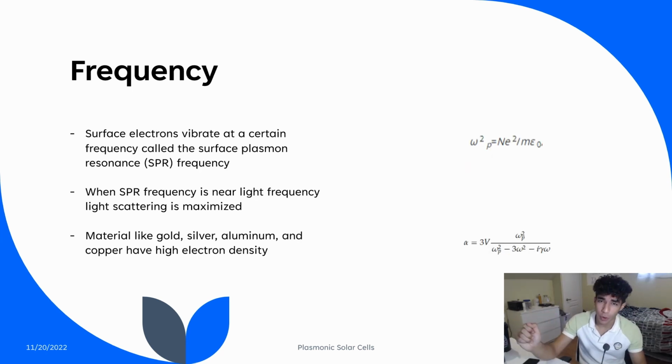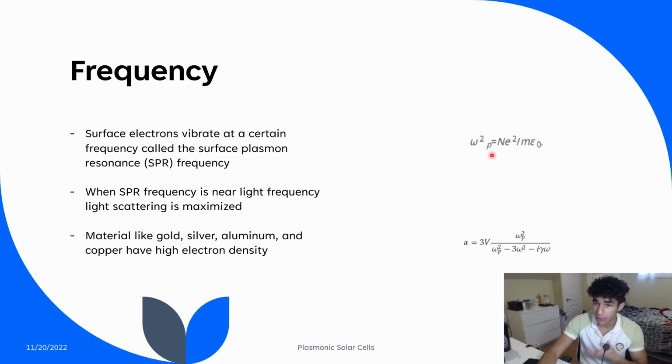So another important design principle is going to be the frequency. And we, as designers of a plasmonic solar cell, need to understand how we can use the concept of frequency to maximize light scattering and therefore absorption. So we know that when light hits the surface plasmons, they start resonating at a certain frequency. This is called the surface plasmon resonance frequency. Now, when the SPR frequency is near light frequency, light scattering is maximized.